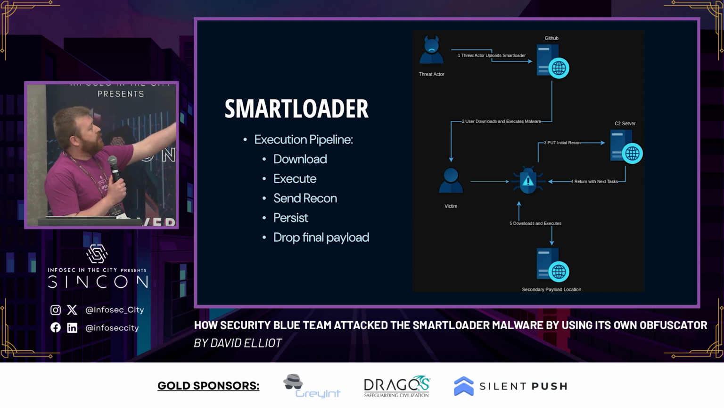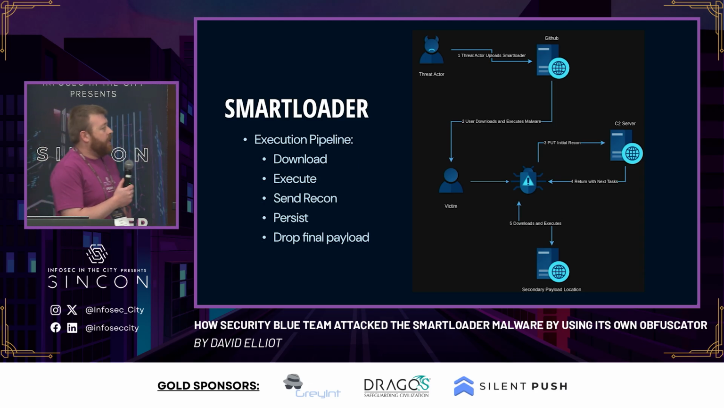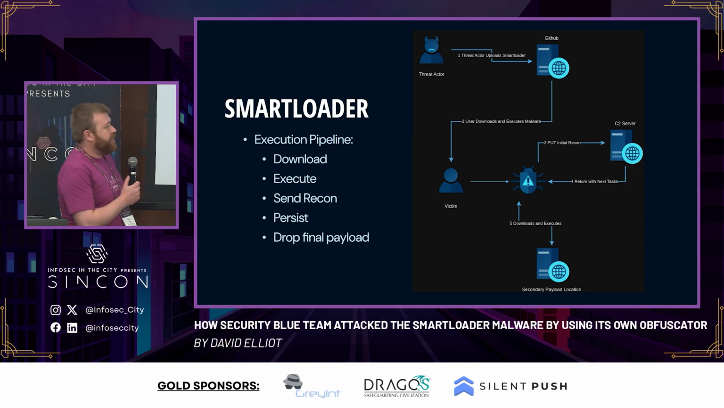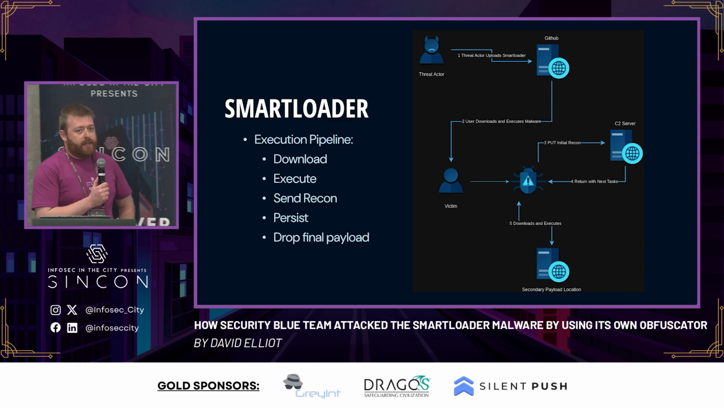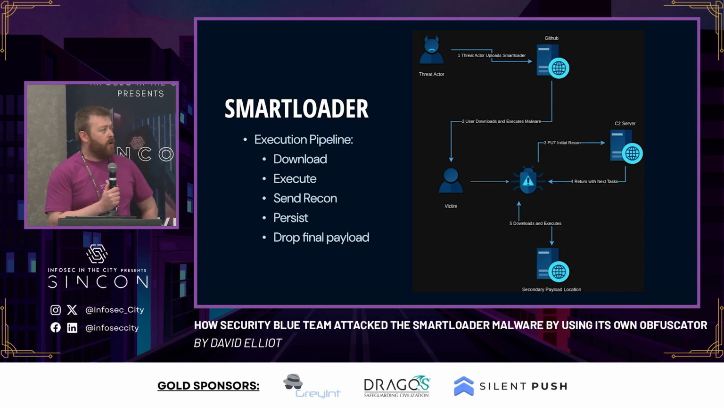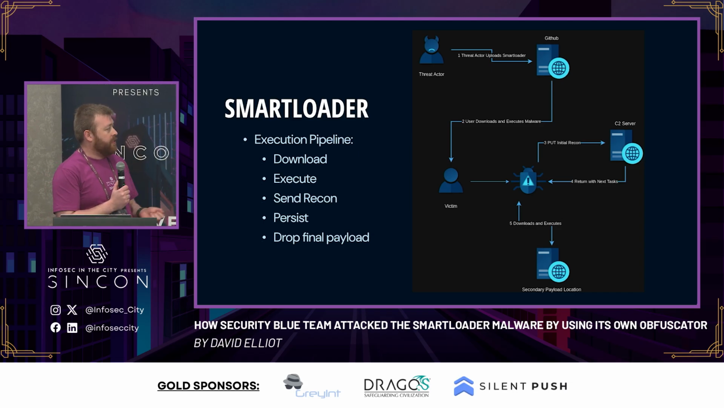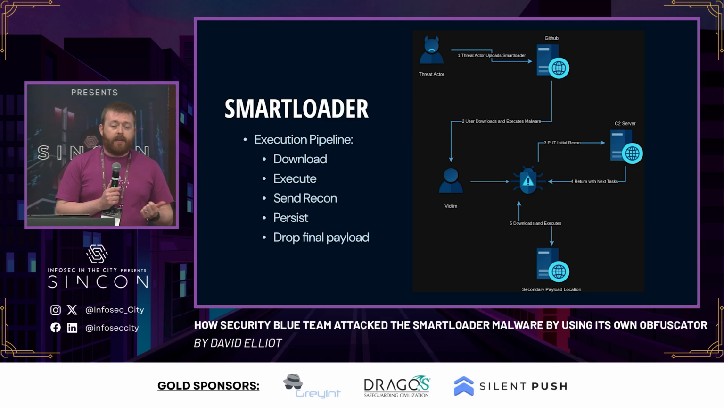So the threat actor uploads SmartLoader to GitHub. The user downloads, executes it, and the first stage that happens is it will take a screenshot of the user's desktop and do a bit of initial reconnaissance on the victim's computer. Once it's got that, it encrypts a packet and sends that information to a C2 server on the internet with the campaign ID.